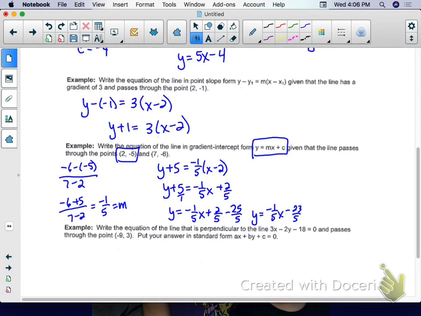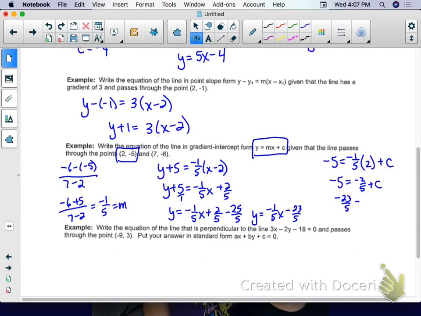Just to get you started on that, if I plug that y and x in, -5, my slope was -1/5, my x is 2, plus c. Solve this for c, and then go back and rewrite it. So -5 would be -2/5 plus c.